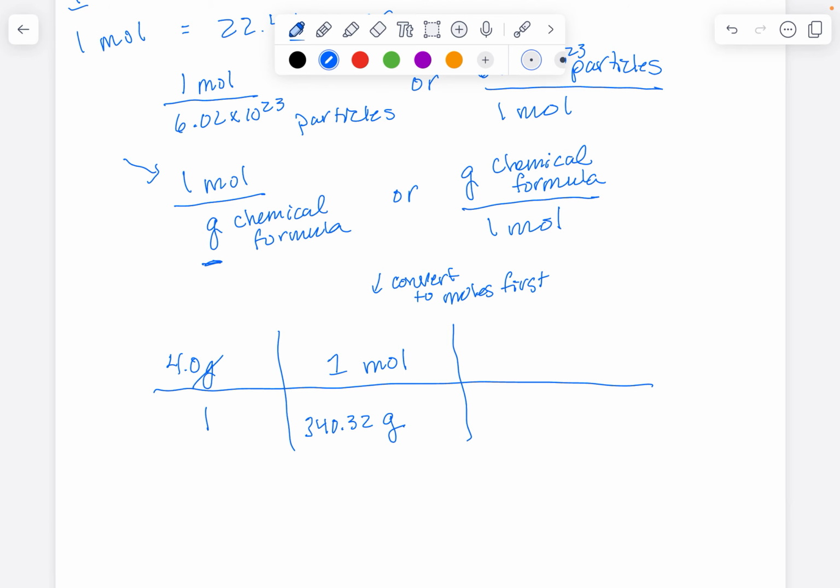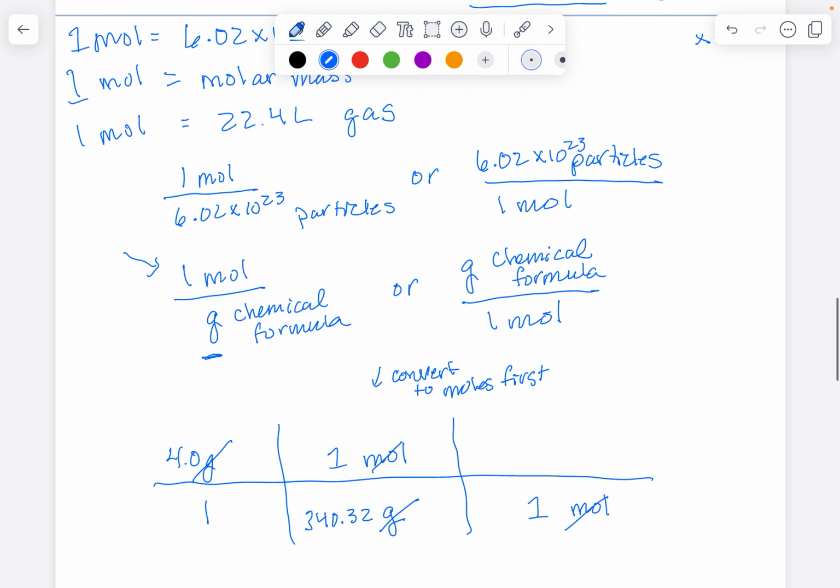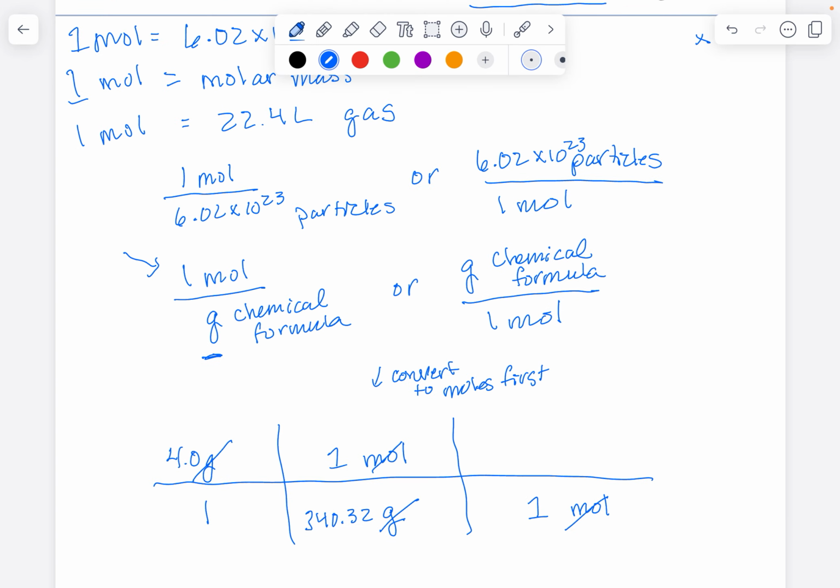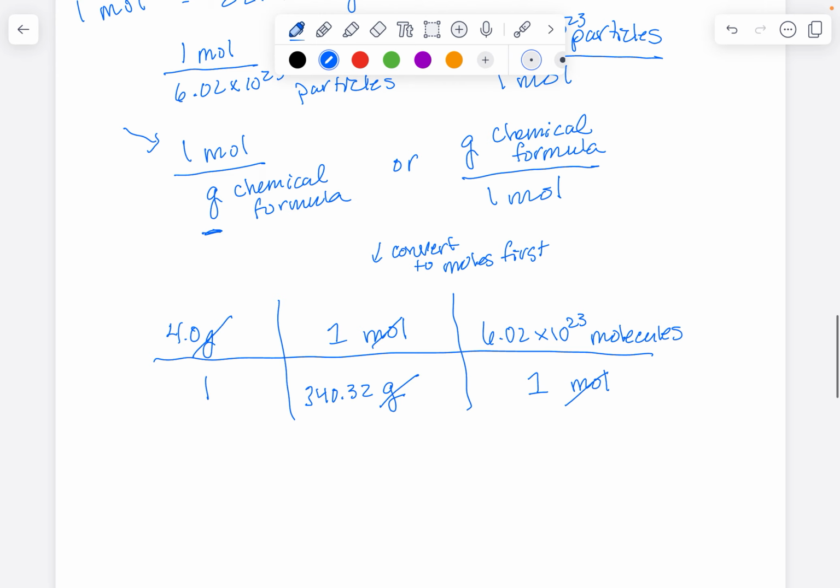So now if I cancel this out, I'm left with how many moles I have, but I don't want moles, I want molecules. So again, I have to put 1 mole down here to get rid of it. And I know that for every 1 mole, I have 6.02 times 10 to the 23 molecules. Okay, and again, we would normally write the chemical formula as well next to it, but just to save space right now, I'm not doing that.